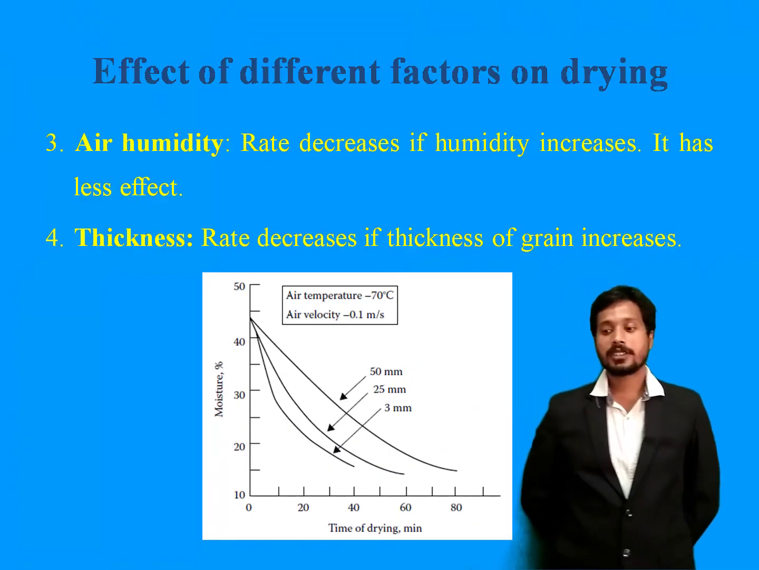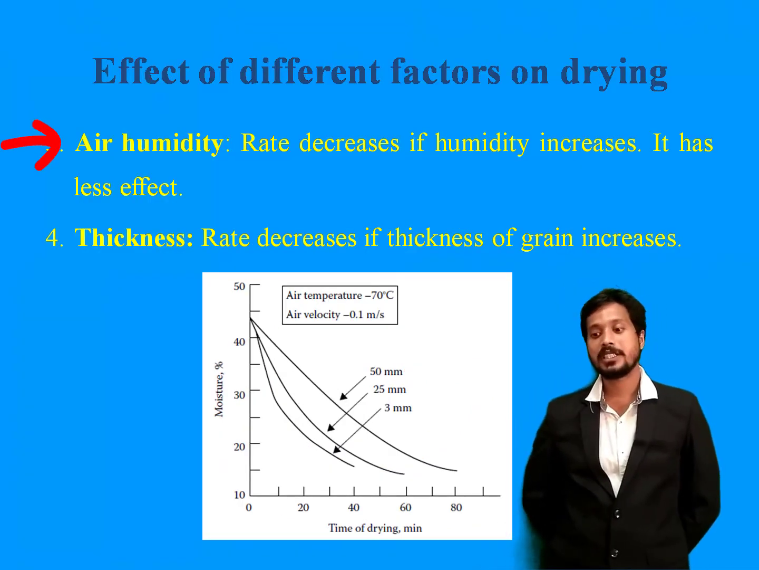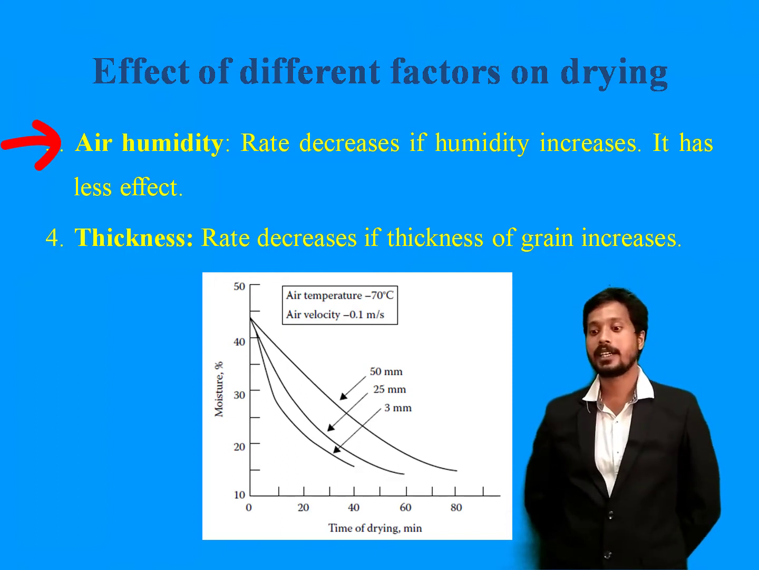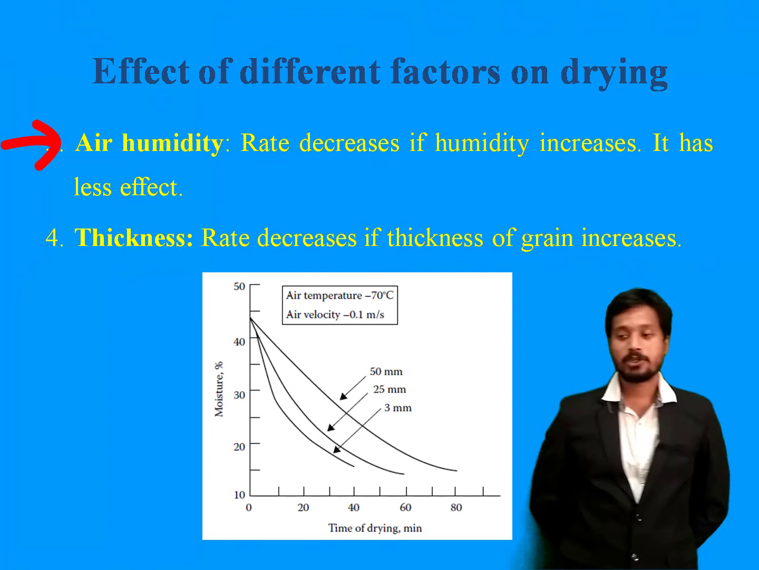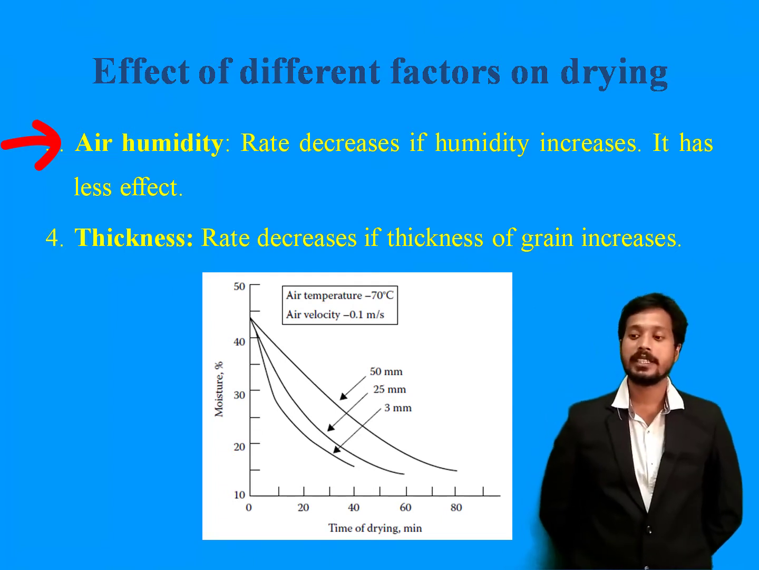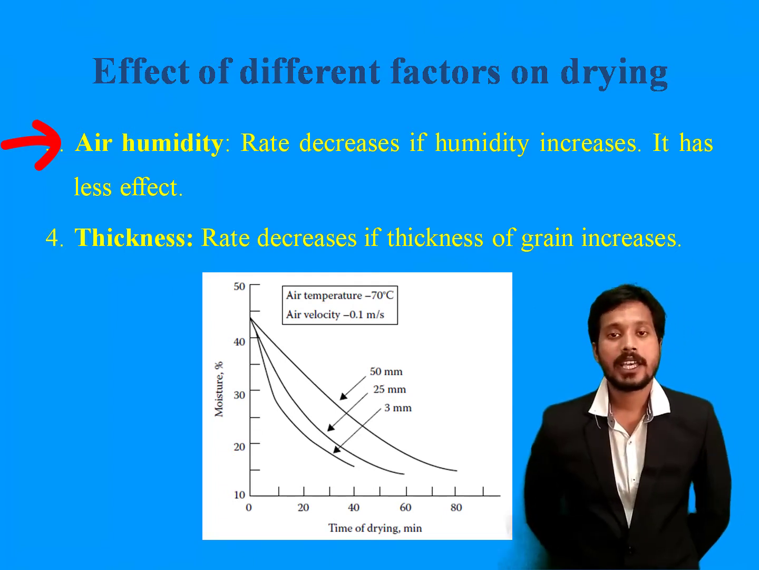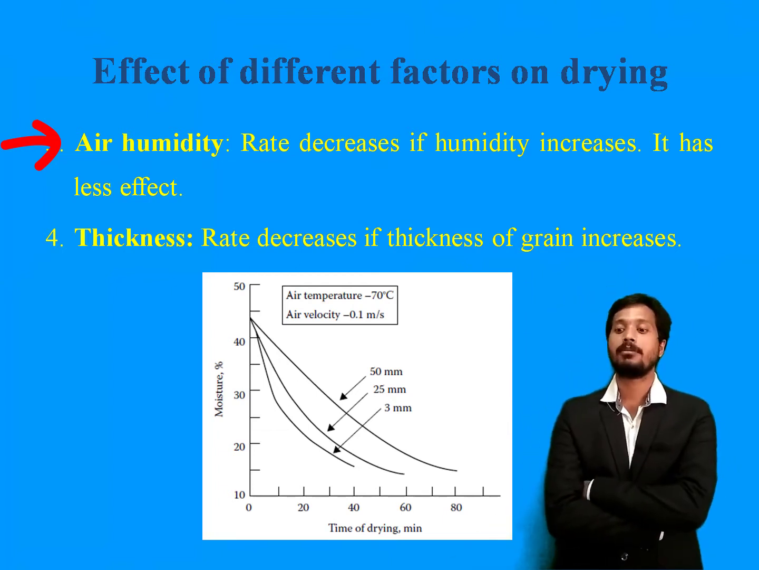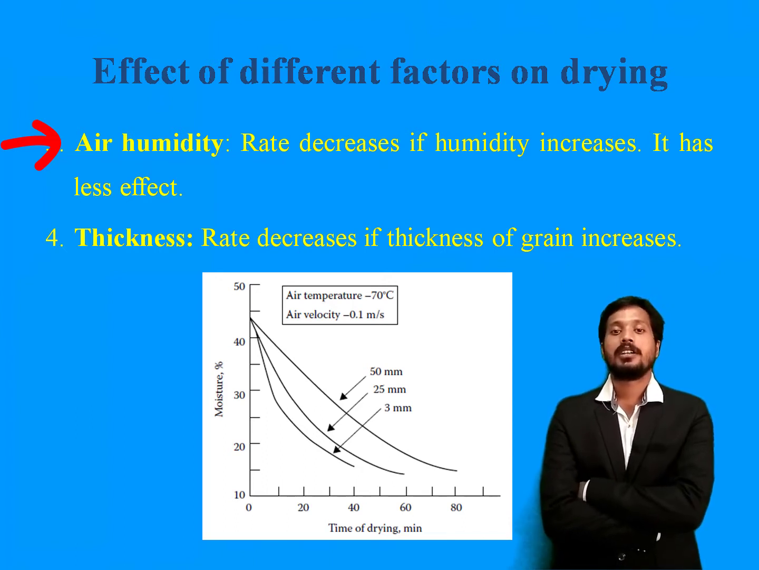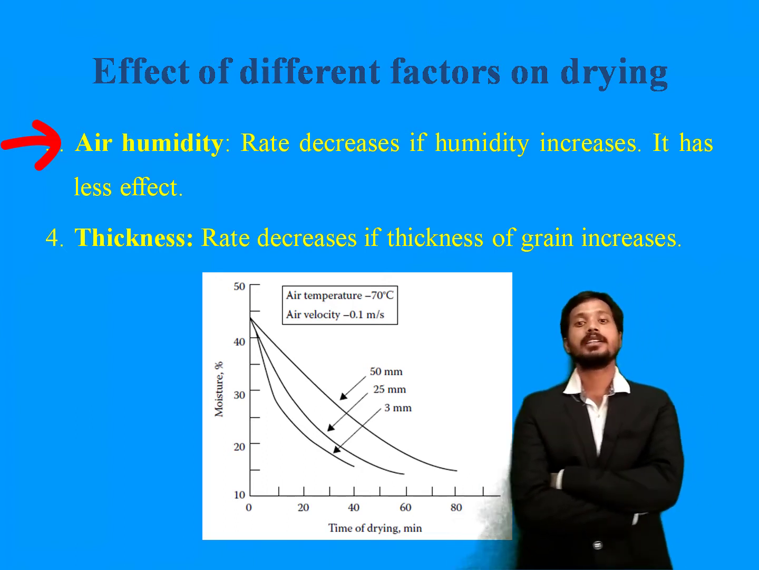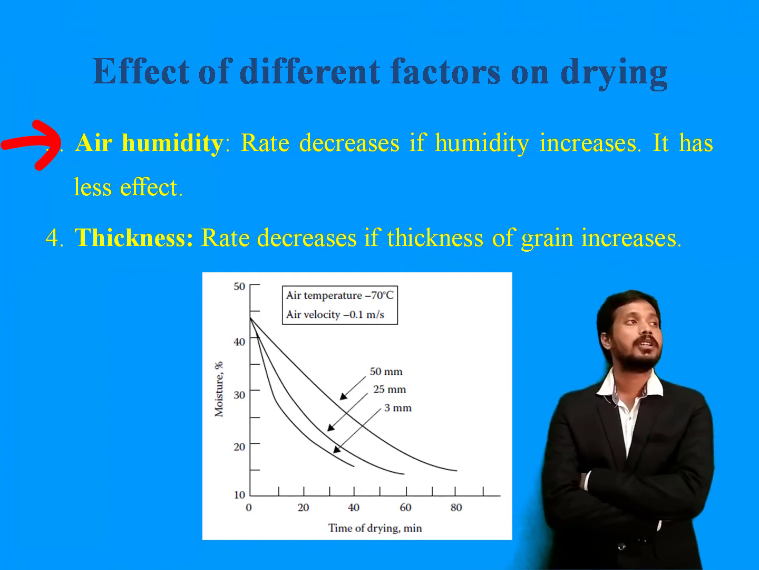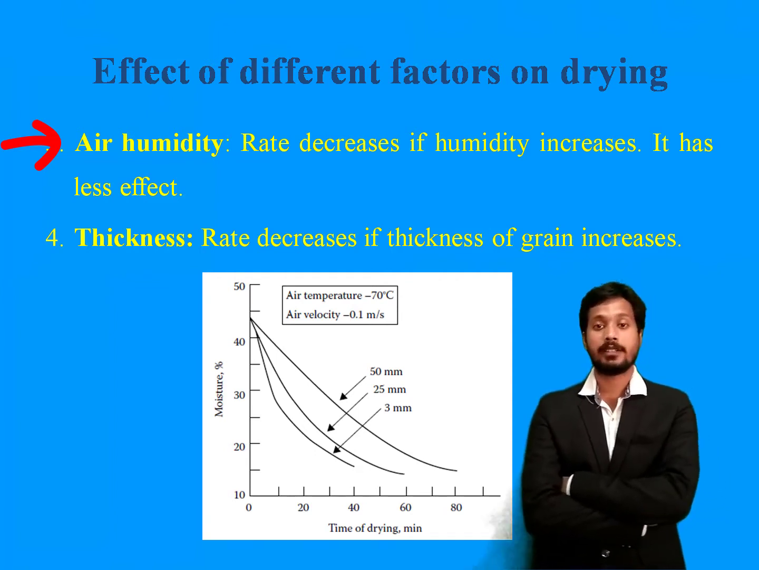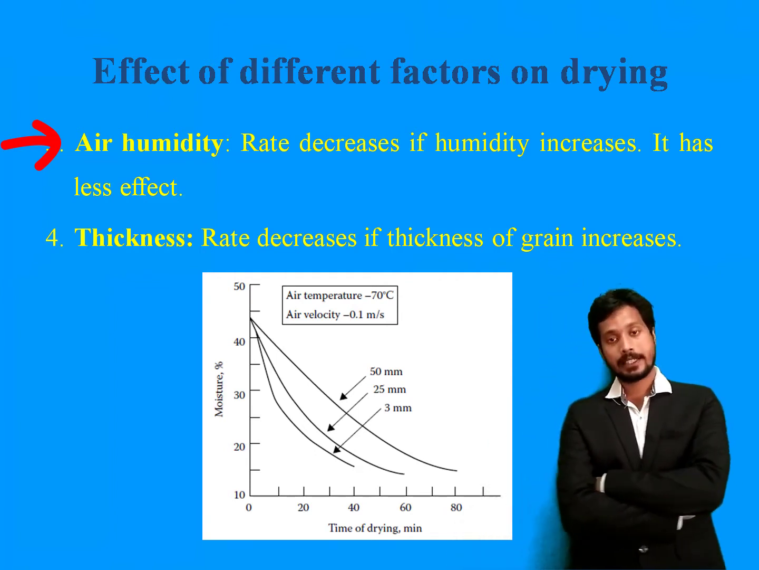Okay. Next, going further, you have air humidity. Here also the rate decreases if humidity increases, and it has a smaller effect. Very true, because if the air humidity is very high, the air will not collect the moisture. Air will lose moisture and the product will gain moisture. That's why the drying rate is decreased.